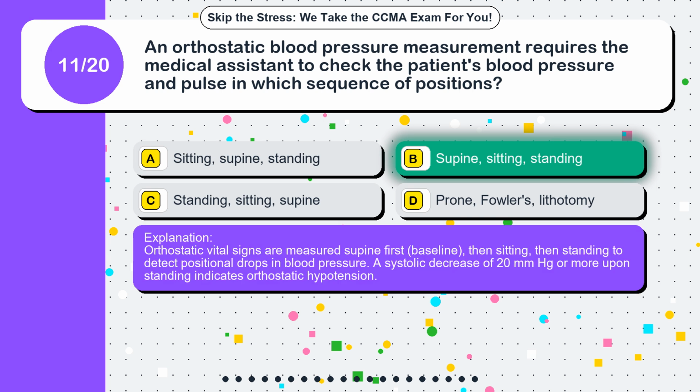Orthostatic vital signs are measured supine first, baseline, then sitting, then standing to detect positional drops in blood pressure. A systolic decrease of 20 mm Hg or more upon standing indicates orthostatic hypotension.